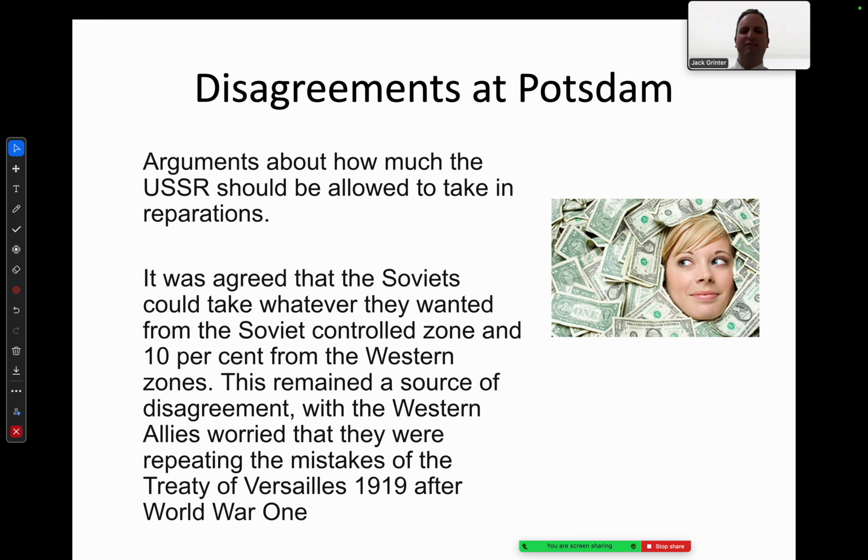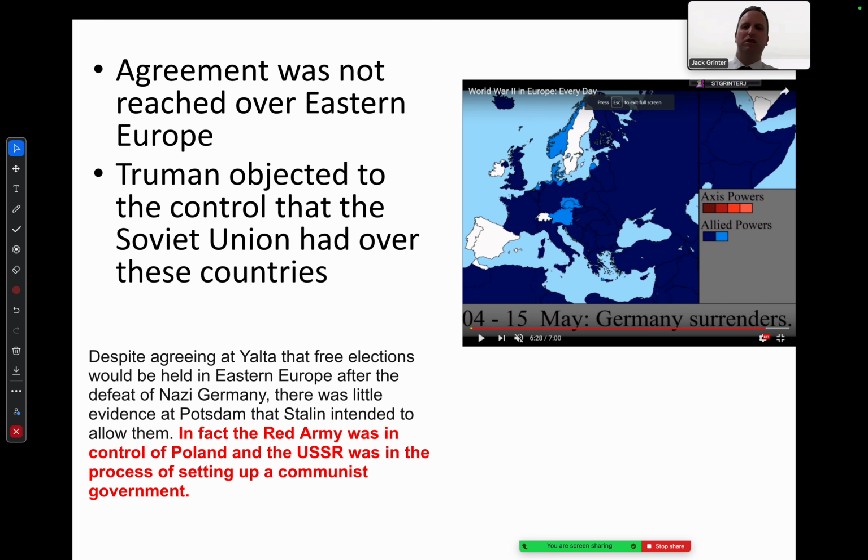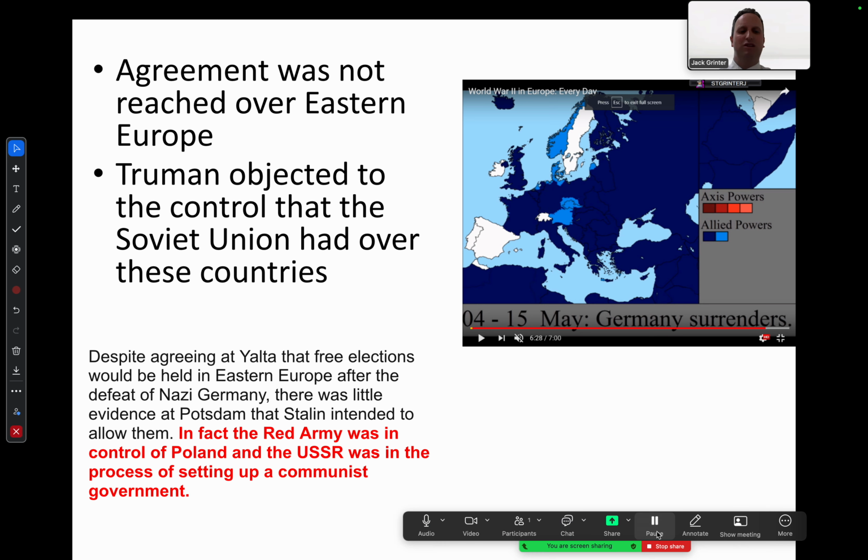Okay, so we had that tension with the atomic bomb. We also have the disagreements. They still couldn't agree over how much they should make Germany pay in reparations. As I said before, the Western allies, the USA and Britain, were worried it would be repeating the mistakes of the First World War, the Treaty of Versailles. Crucially, though, they couldn't reach agreement over Eastern Europe. I mentioned those countries before: Bulgaria, Romania, Hungary, Czechoslovakia.